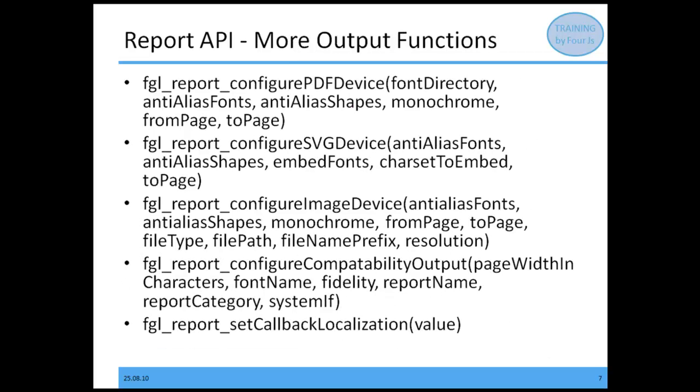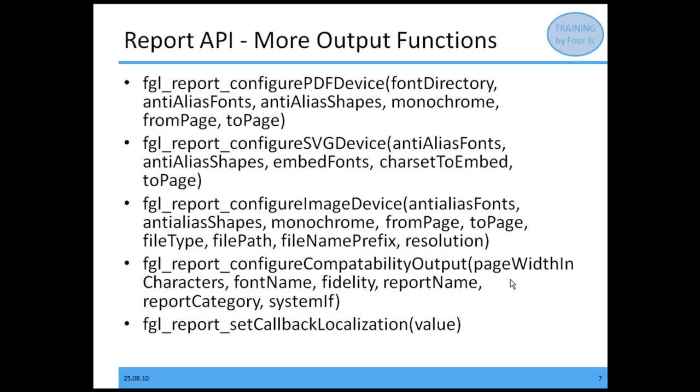When we talk about the subsection called output functions, there's some output functions that you're familiar with, the FGL report select device and the FGL report select preview. Here are some other output functions that you may want to use. If you're sending items out to PDF, you can configure the PDF device. If you're sending output out to SVG, you can configure the SVG device. If you're sending it out to image, you can configure image device.